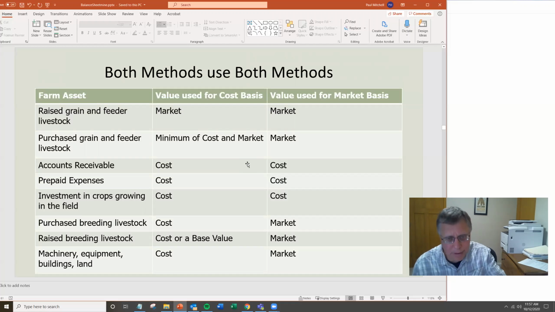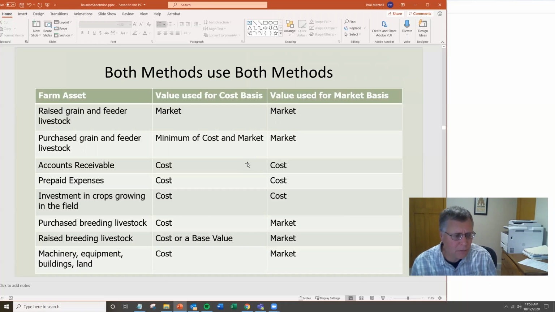And the other ones, but on the market basis side, things like accounts receivable, prepaid expenses, and investments in growing crops, they actually recommend using the cost, what you paid for these prepaid expenses, not their current value. So if you bought some fertilizer, you actually use what you paid for the fertilizer, even if it's potentially already applied on the field. You use the cost, not its current value. You might have spent 40 cents a pound for the fertilizer. It is now worth 45 cents a pound. You don't use the market value of that fertilizer, even in a market basis balance sheet.